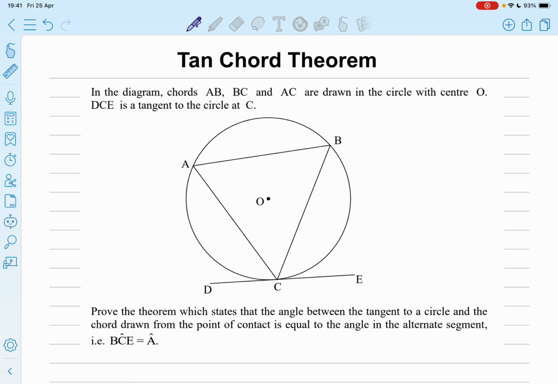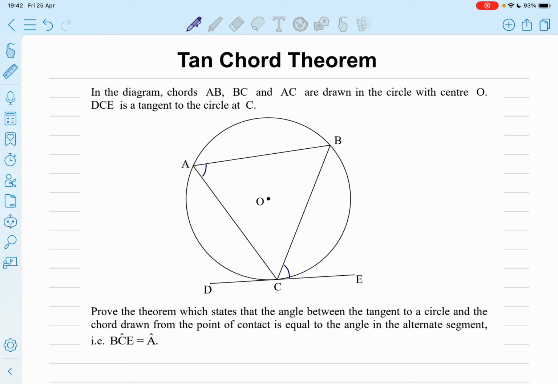So this is an exam question, and we are told that in this diagram there are chords AB, BC, and AC with a center at O, and DCE is the tangent to this circle. They then asked us to prove the theorem which states that the angle between the tangent to a circle and the chord drawn from the point of contact is equal to the angle in the alternate segment. Thus, we have to prove that BCE is equal to angle A. Okay, so let us begin.